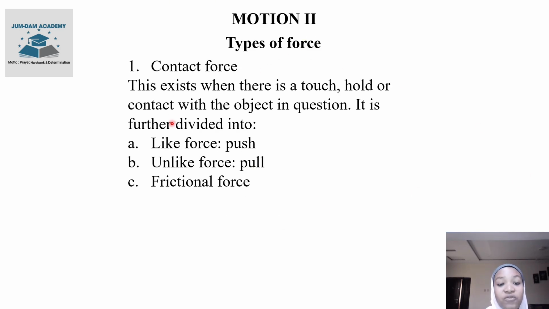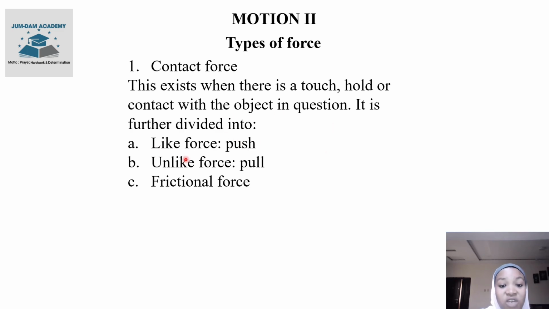So the contact force exists when there is a touch, hold, or contact with the object in question. When you say contact force, you have to think of any type of force that involves you touching the object that the force is being applied on. For example, you are pushing a table. You are touching the table, so that is contact force. Or you are pulling a block. You are touching the block, so that is contact force.